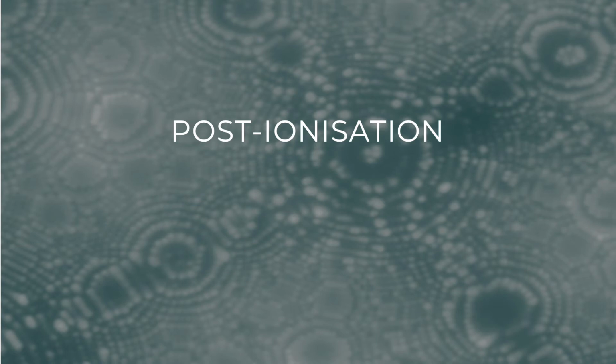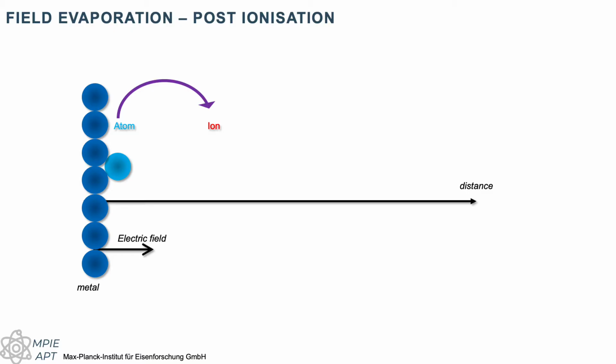So I'm going to briefly touch on one of the more theoretical aspects called post-ionization. As I've mentioned, the idea is that the atom transitions into an ion by losing one electron. And so far, the models that had been proposed said that the atoms could actually escape with a higher charge state. So not only just 1+, but it could be 2+, 3+, n+.